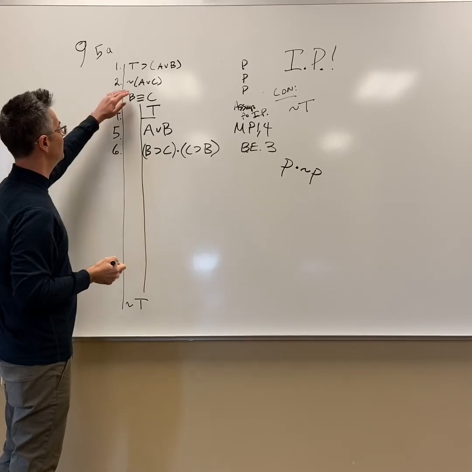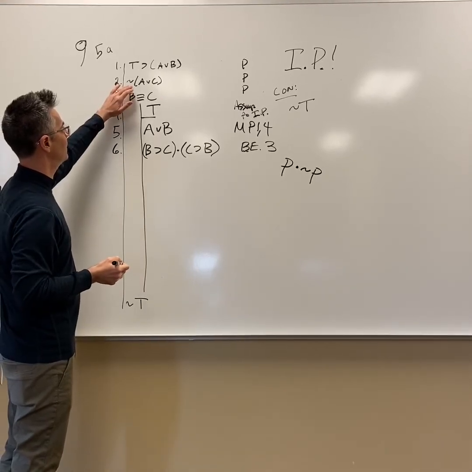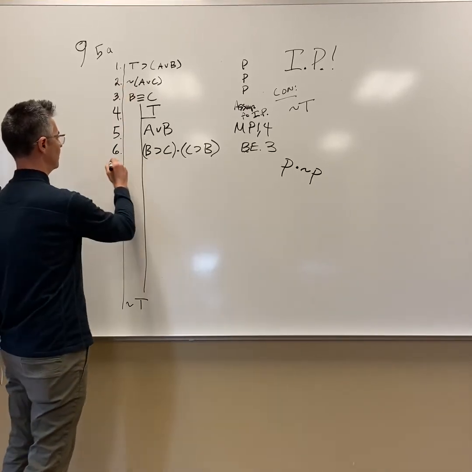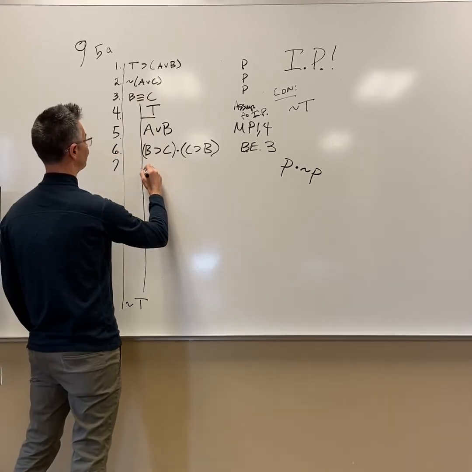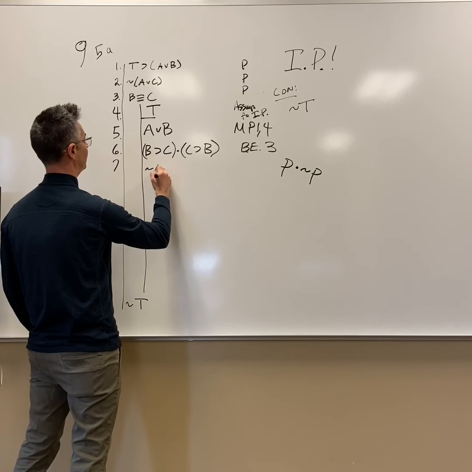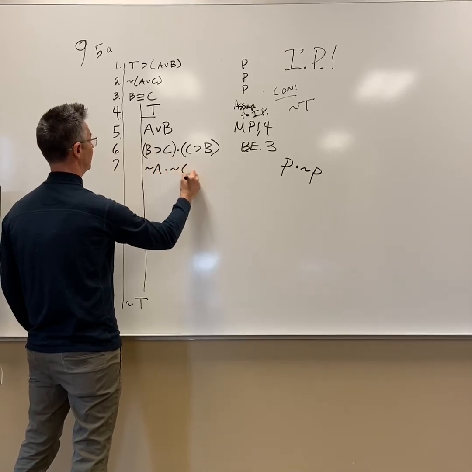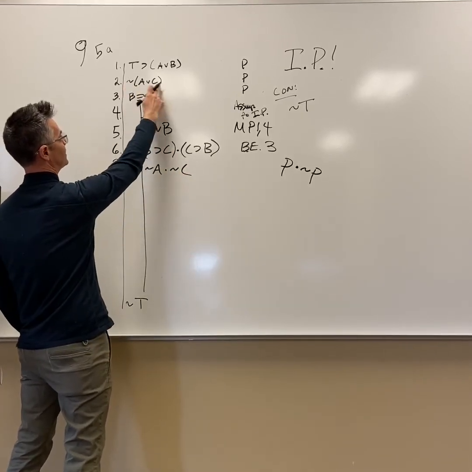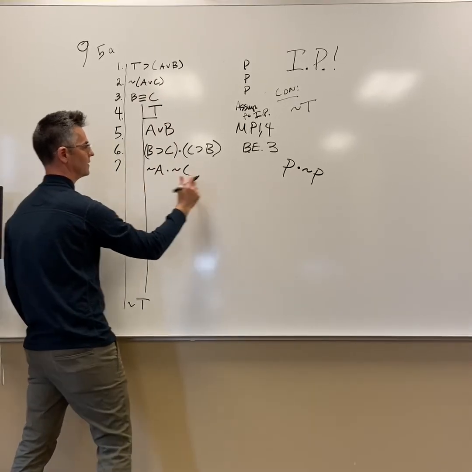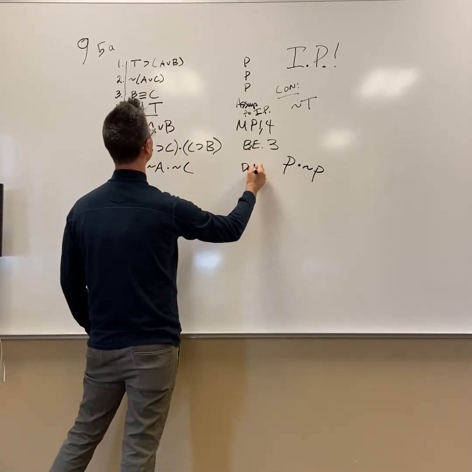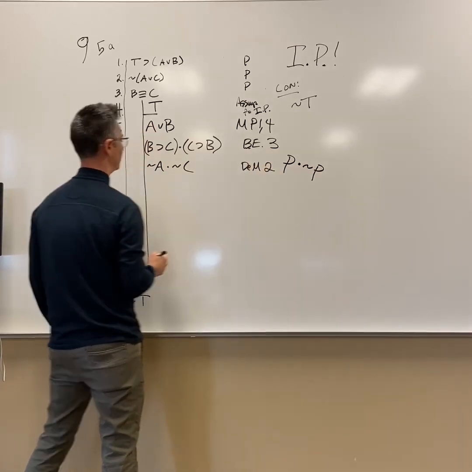Another thing we can do is a De Morgan's here. So let's try that and see where that leads. Here we've got not A and not C, because De Morgan's just drives that negation inside and changes that sign to the and. So you've got not A and not C by De Morgan's on line 2.